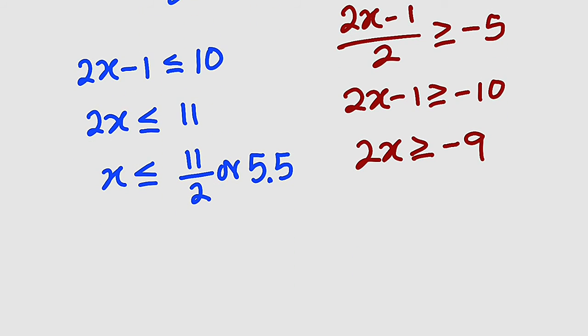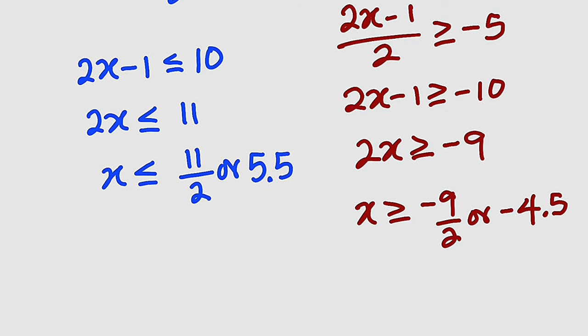Then divide both sides by 2. You have x greater than or equal to negative 9 divided by 2. Or in decimal, it is negative 4.5. Let us look at it on the number line.